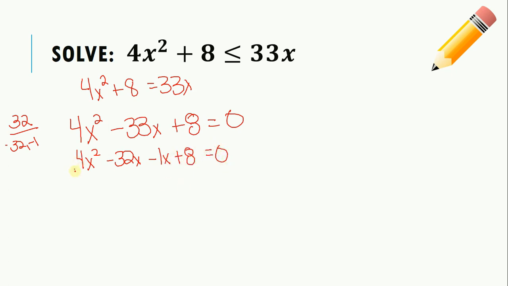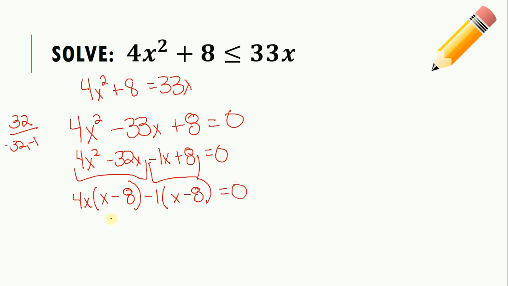Like that. Group these guys, group those guys. Looks like 4 is the greatest common factor of those guys. 4x, actually, because they both have an x. So that'd be x minus 8 there. Let's take a negative 1 out of there. So then that turns into x minus 8 as well. So it looks like 4x minus 1 and x minus 8 are my two factors.